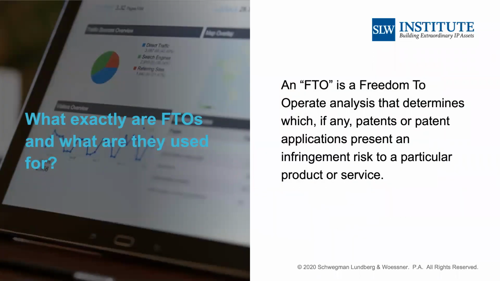So everybody on this call probably knows what a freedom to operate analysis is, but sometimes they're called clearance studies or clearance opinions. Essentially what we are talking about today is the practice of making sure your product or service is free of infringement of third-party patents or free of potential patents that might issue from pending applications.